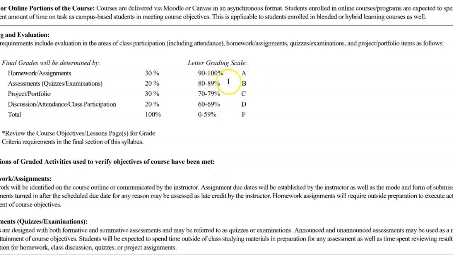So, and then grading is normal. At 90% or above, you'll earn a letter grade of an A, and 80 to 89, you'll earn a letter grade of a B, whereas if you earn a 70 to a 79, you'll earn a C. 60 to 69, you're going to earn a letter grade of a D, and anything below 59 is an F.